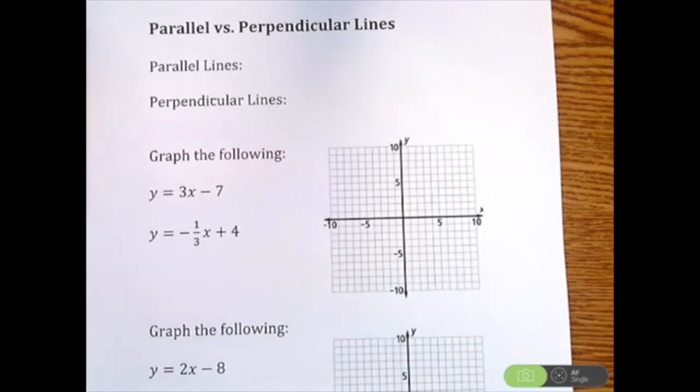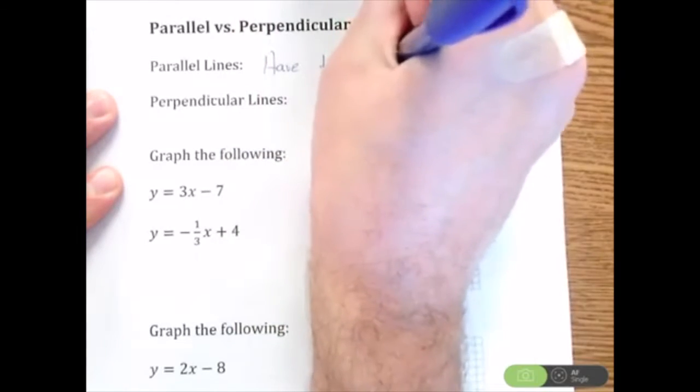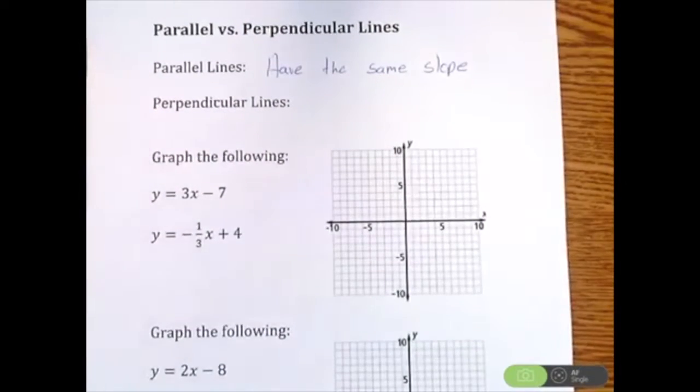Hey everybody, let's talk about parallel and perpendicular lines. So I'm not going to go too crazy in detail, just a very basic understanding of what's important about parallel and perpendicular lines, what they look like. The important thing to know about parallel lines is they are going to have the same slope. So we know if two lines are parallel, they are going to have the exact same slope.